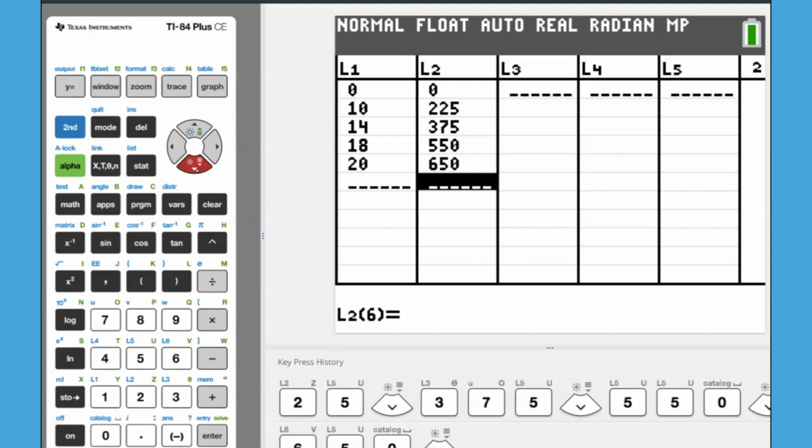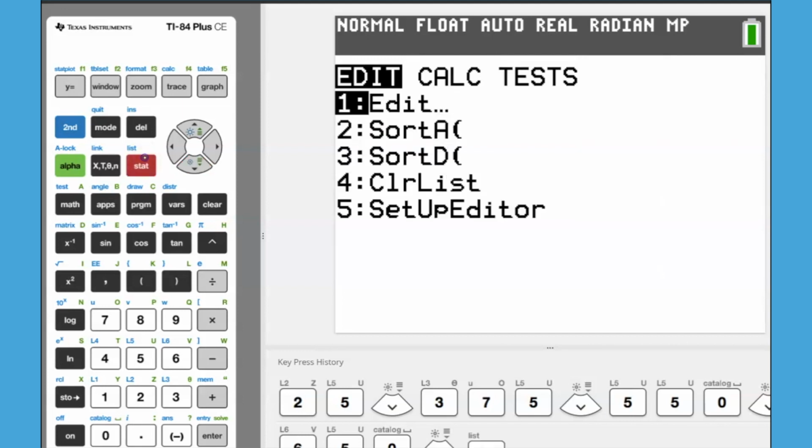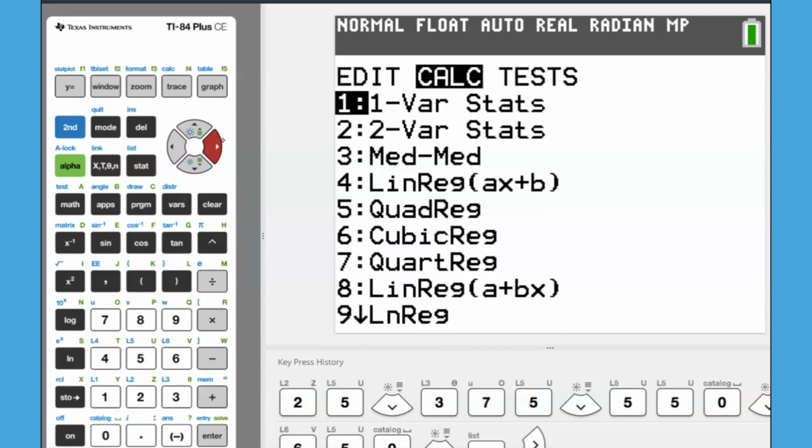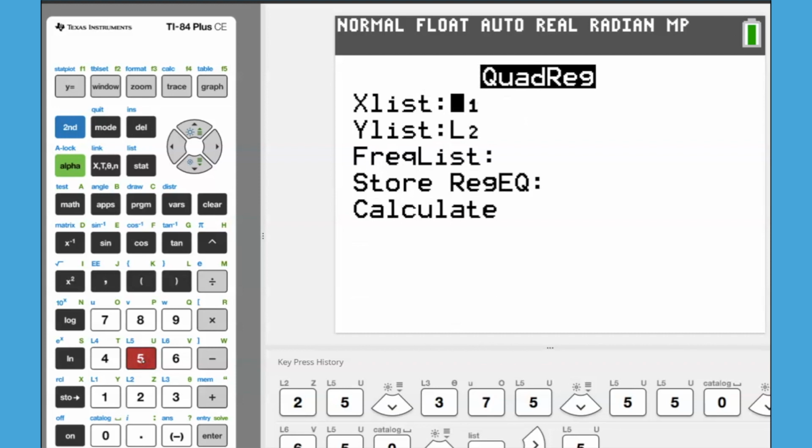Okay, so when I go to make that calculation, I'm just going to hit stat again, and when I hit stat the next time, rather than edit this time, I'm going to go over to calculate, and I want to run some regression on this thing. So I know it's not a line, so I'm not going to do 4. I'm actually going to choose the quad reg, which is number 5. So I'm going to hit 5, and you'll see that it comes up and says, okay, is your data in list 1 and list 2? And yes, and we don't have a frequency list.